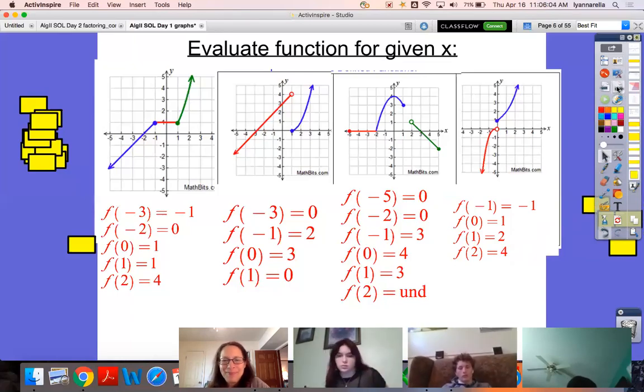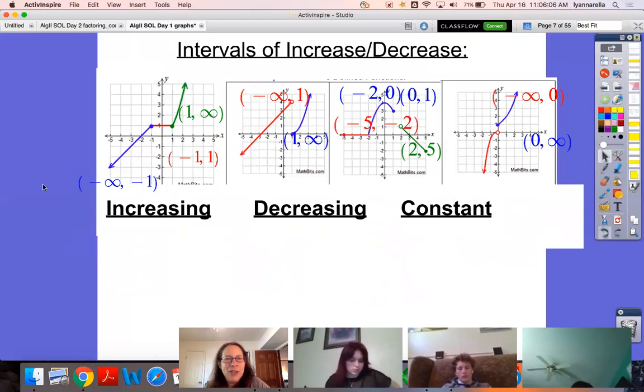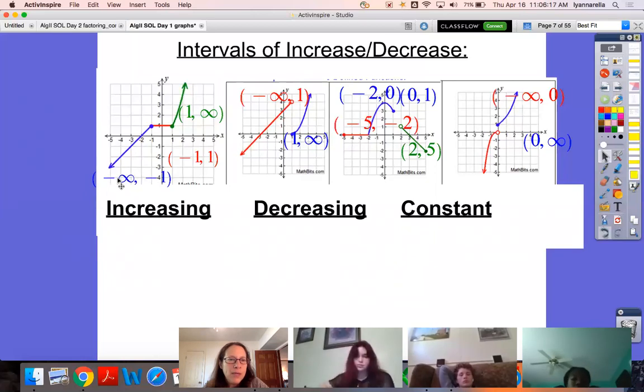Impressive. Okay. So now we're doing intervals of increase and decrease. I'm going to do the first one, and then there's 3 more. The blue part goes from -infinity to -1. And because you always read a graph from the left to the right, I can see it's increasing. So I would put that part under the increasing.